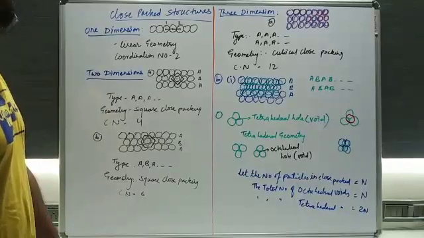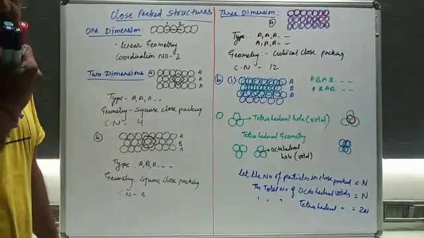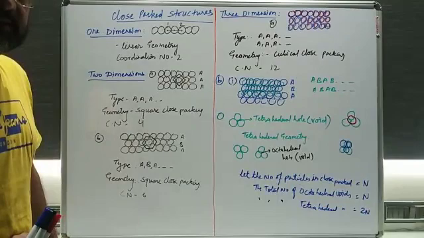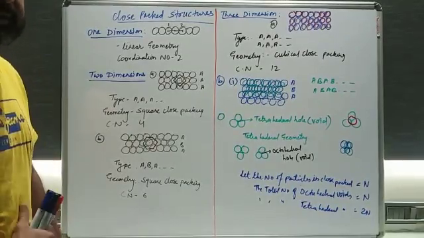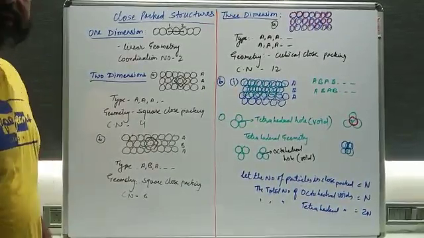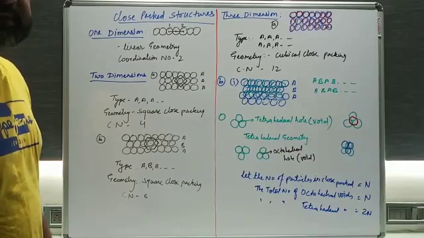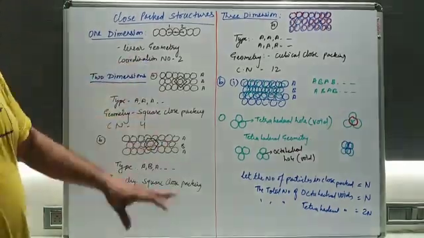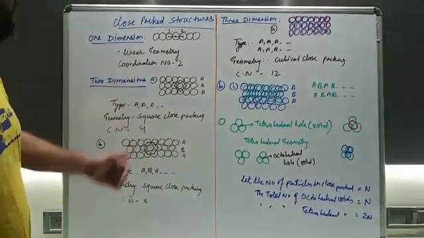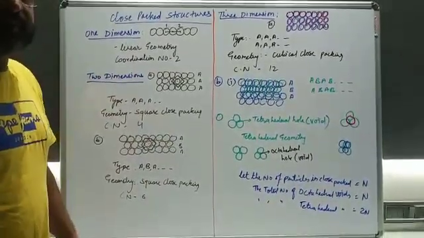Good morning, students. In the previous lecture, we discussed the number of particles in the unit cells. There were three unit cells: the primitive unit cell, and the second was the centered unit cell. Is it clear? So in that we calculated the number of particles. Now today we'll see the packed structure.